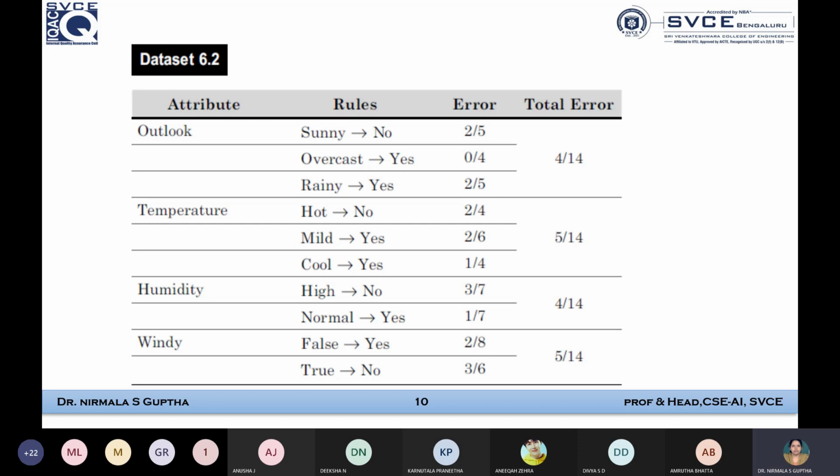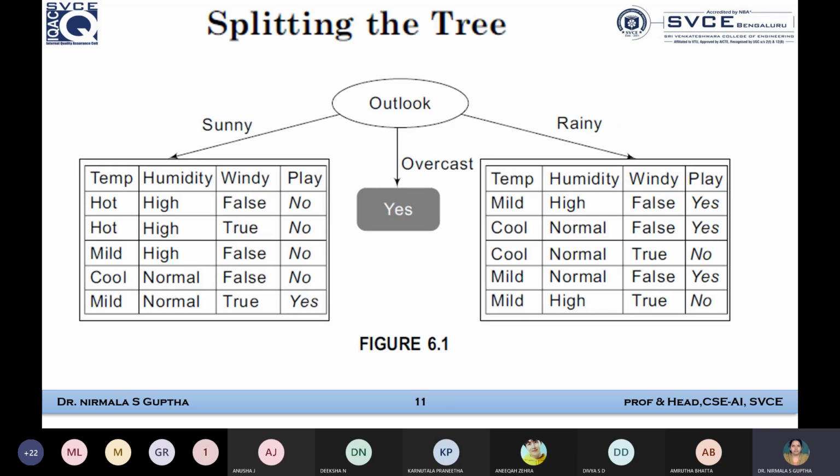I'll be sending this presentation today to Teams, or else you can refer back to the textbook for better understanding. See here, hot, high, false, no. Correct? Just a copy paste of 5 instances of sunny, 5 instances of rainy. So we will conclude here. Tomorrow's class we will try to determine the next nodes of the tree, similarly as we have done.